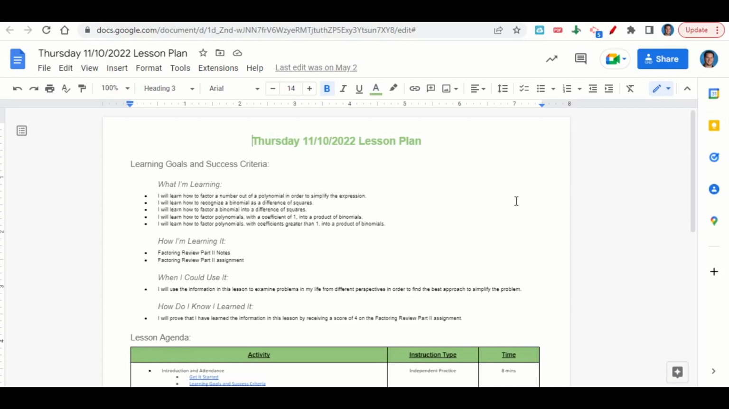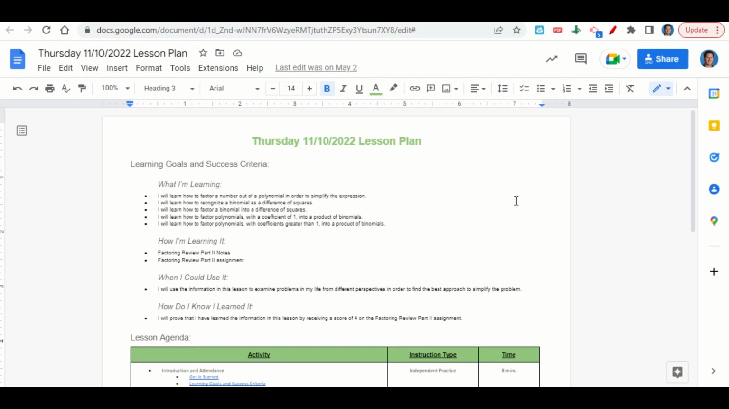First, what are we learning? We're learning how to factor a number out of a polynomial in order to simplify the expression, how to recognize a binomial as a difference of squares, how to factor a binomial into a difference of squares, how to factor polynomials with a coefficient of 1 into a product of binomials, and how to factor polynomials with coefficients greater than 1 into a product of binomials.